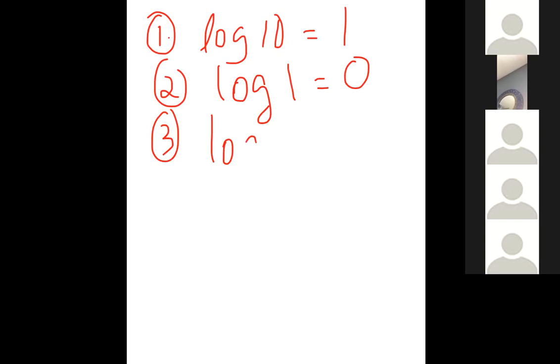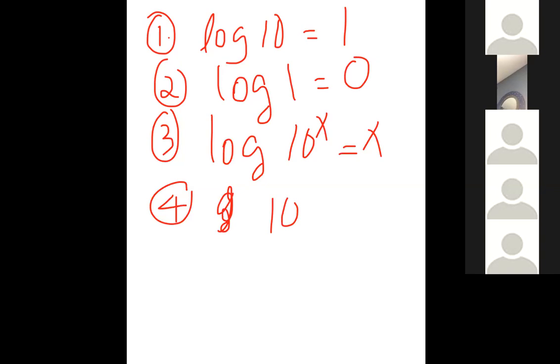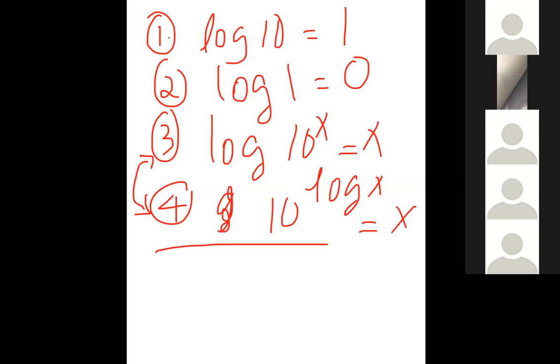Number 3. Log 10 to the x, we'll just simplify to x. And then number 4, 10 to the log x, we'll just simplify to x as well. And like always, guys, 3 and 4 are practically the same thing. All right. So that was the common logs. Then we're going to move on to the natural logs.